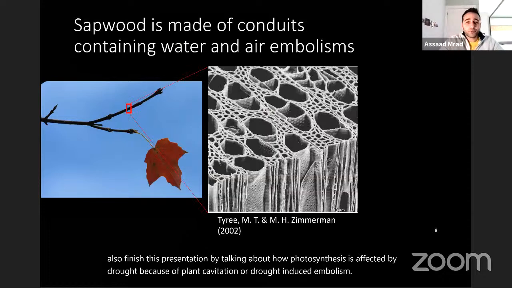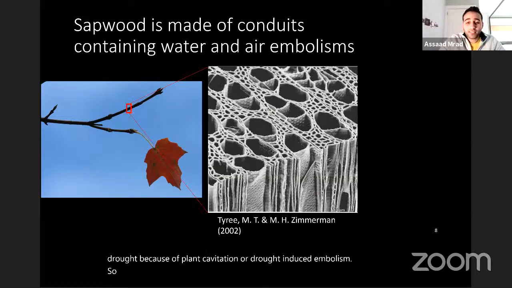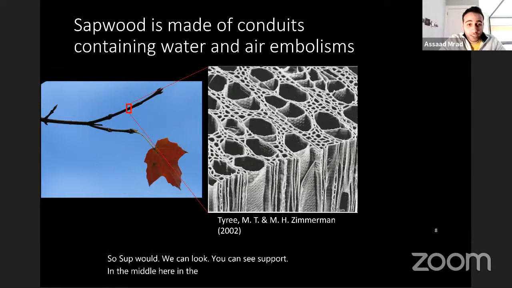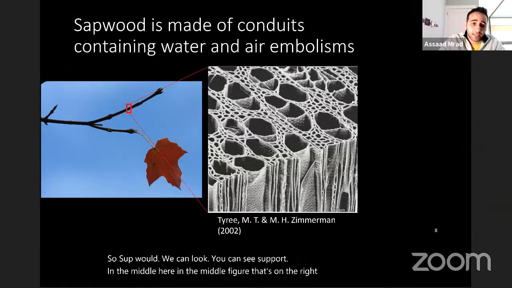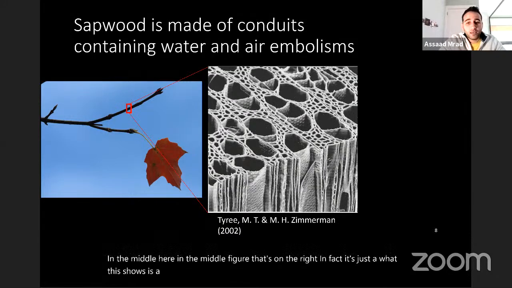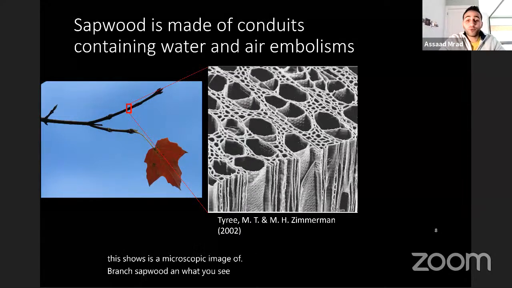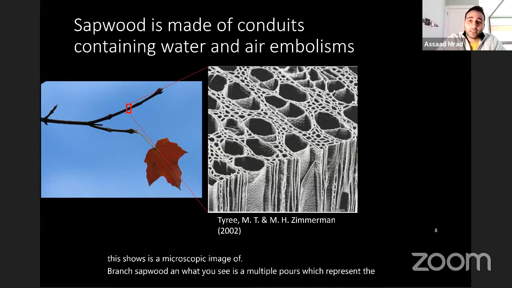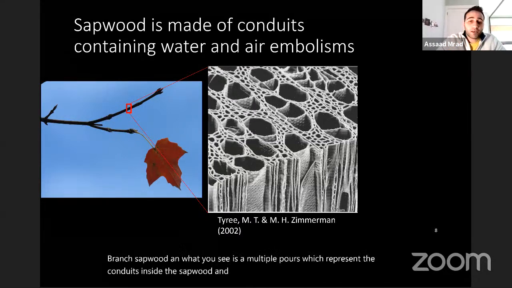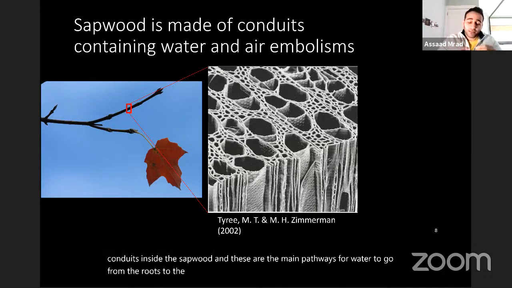So sapwood, you can see it in the middle figure, on the right, in fact. What this shows is a microscopic image of branch sapwood. And what you see is multiple pores, which represent the conduits inside the sapwood. And these are the main pathways for water to go from the roots to the leaves. And you can see that a lot of these conduits are near each other.